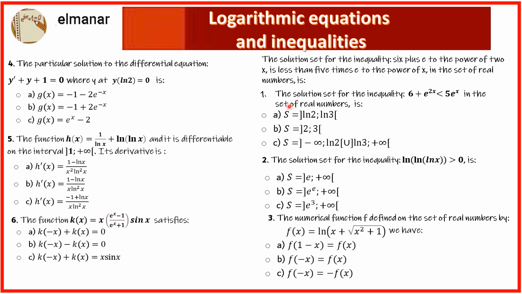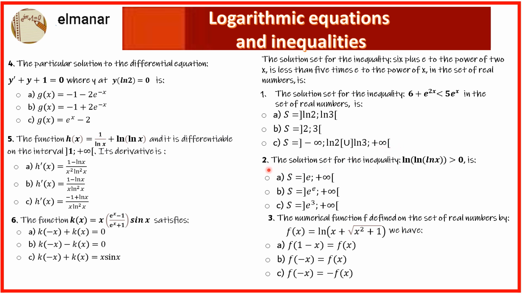Question 1. The solution set for the inequality 6 plus e to the power of 2x is less than 5 times e to the power of x in the set of real numbers is option A, the open interval from the natural log of 2 to the natural log of 3. Option B, the open interval from 2 to 3. Option C, from negative infinity to the natural log of 2, union the natural log of 3 to positive infinity.